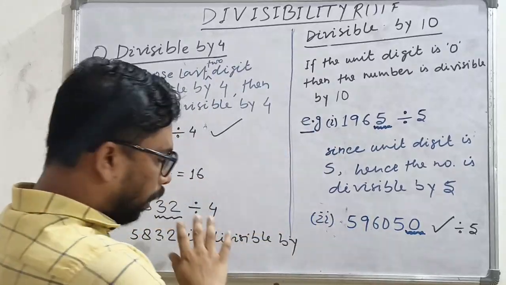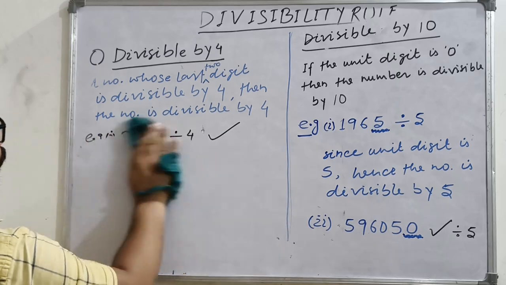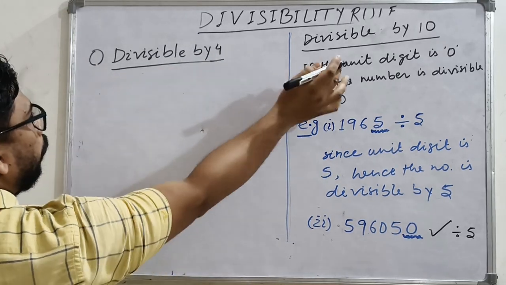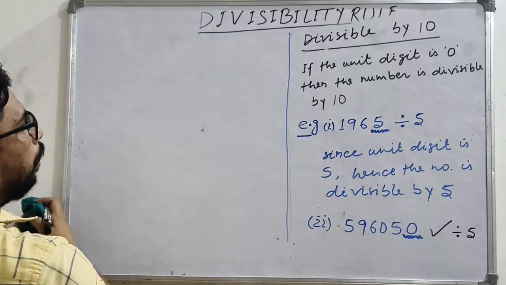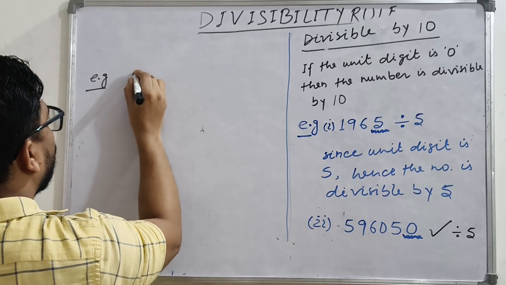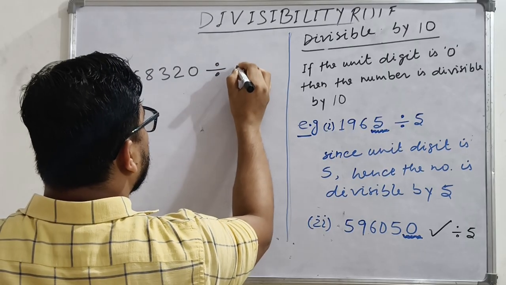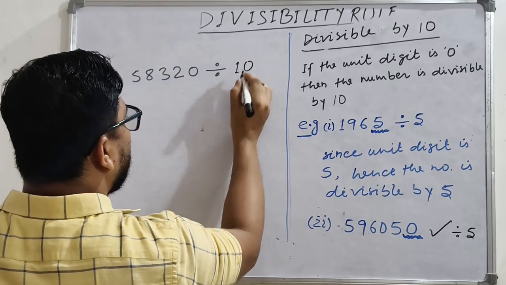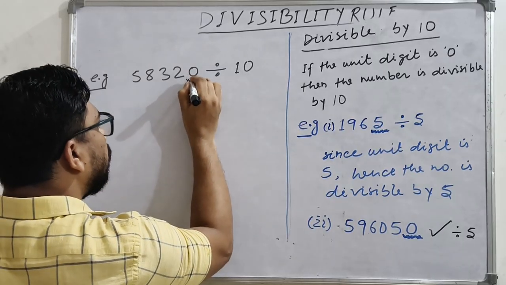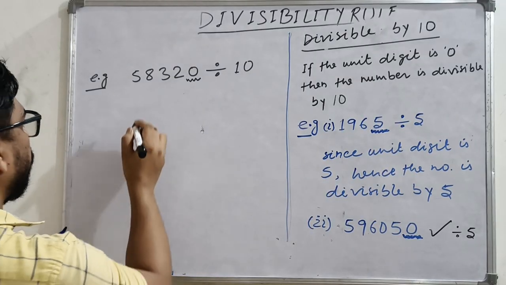For example, I am giving you an example for 10. 58320. Is this number divisible by 10 or not? You are saying, yes sir. Why? Since the unit digit is 0, hence the whole number is divisible by 10.